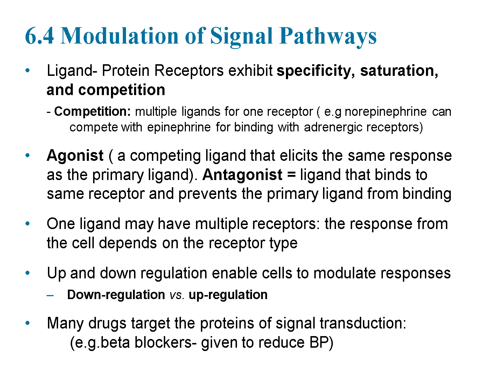We also need to distinguish between agonists and antagonists. An agonist is a ligand that activates the receptor and elicits the same response as the primary ligand. An antagonist binds to the receptor but blocks the primary ligand from binding, effectively preventing the intended response. An example is beta blockers, which block adrenergic receptors to lower blood pressure.